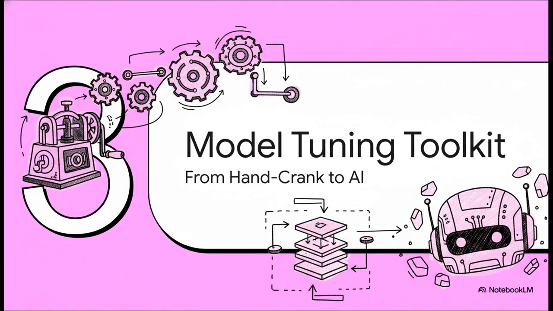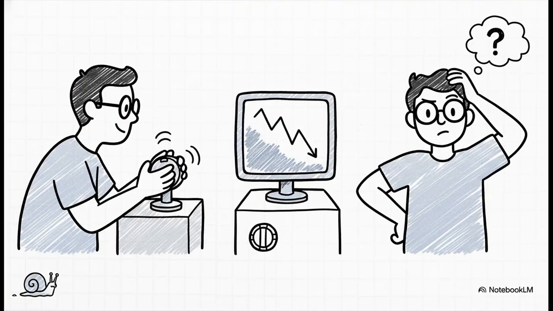So, the big question is, how do we find the absolute best settings for all these knobs? Well, let's open up the toolkit and see what we've got, starting from the simple hand-cranked methods and working our way up to some seriously smart AI-powered tools. We all start here, manual tuning. It's pretty much what it sounds like, trial and error.